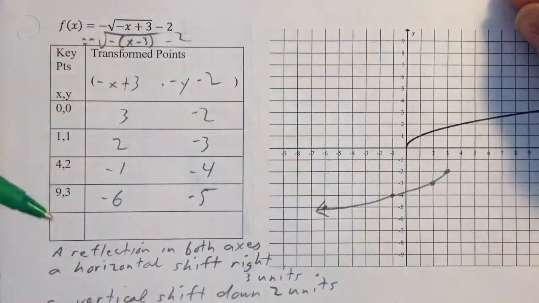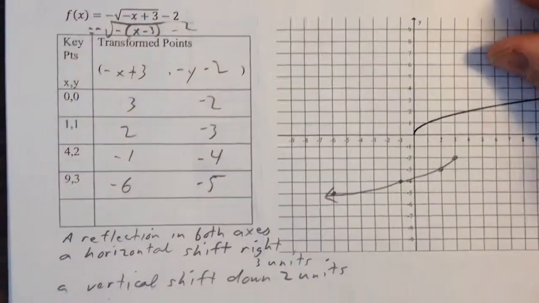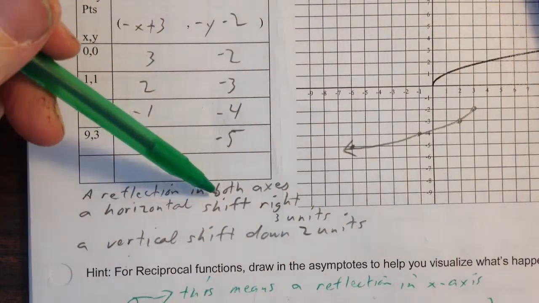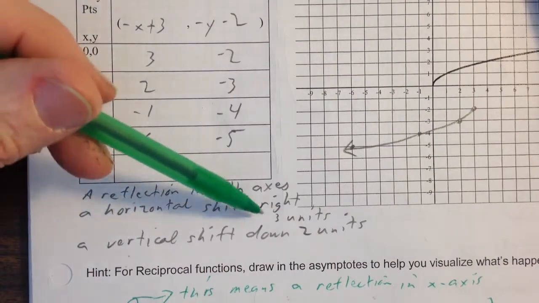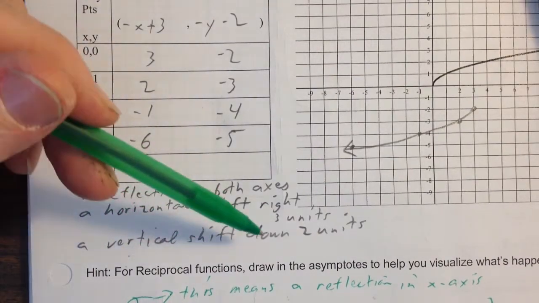I sketch the graph, and then in English, it's a reflection in both axes. It's a horizontal shift right by 3 units and a vertical shift down by 2 units.